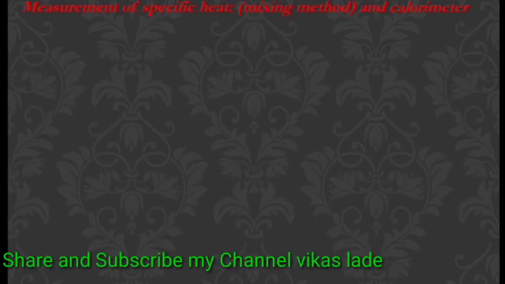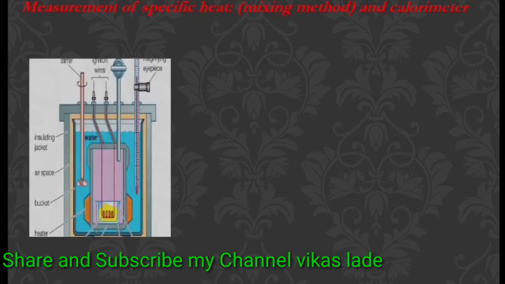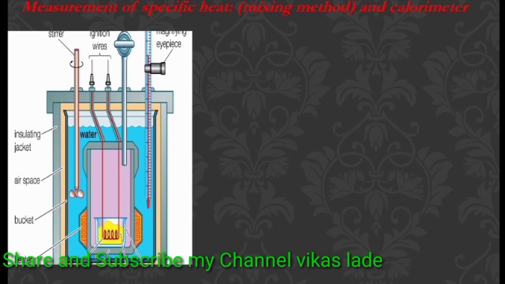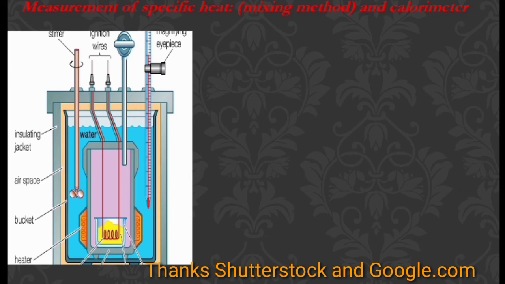Measurement of specific heat, that is, the mixing method and calorimeter. The specific heat of an object can be measured using the mixing method. For this, a calorimeter is used. Here is the calorimeter. You have learned about the calorimeter in the previous standard. If a hot solid object is put in the water in a calorimeter, heat exchange between the hot object, the water and the calorimeter starts. This continues till the temperature of the solid object, water and calorimeter becomes equal.